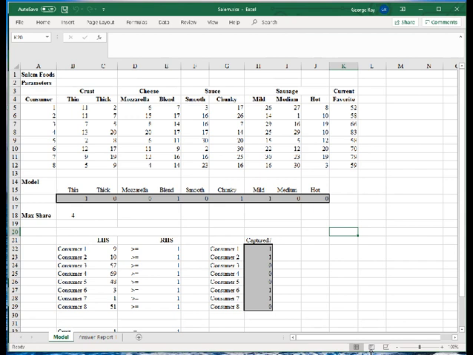And we can illustrate that with a pizza company where they've got the ability to make a thick crust or a thin crust. They can, for cheese, use a blend or a mozzarella. For their sauce, it can be smooth or chunky. And the sausage can be mild, medium, and hot.